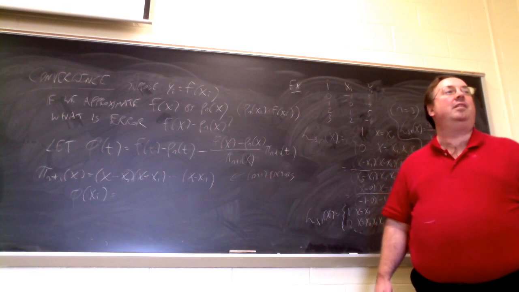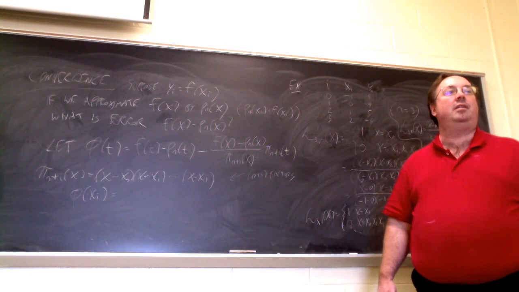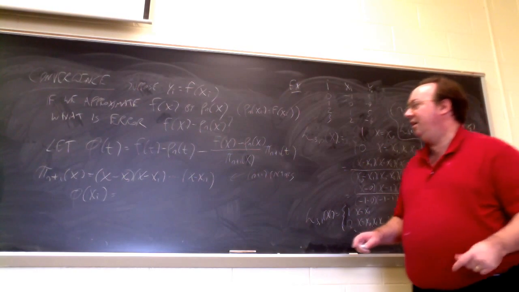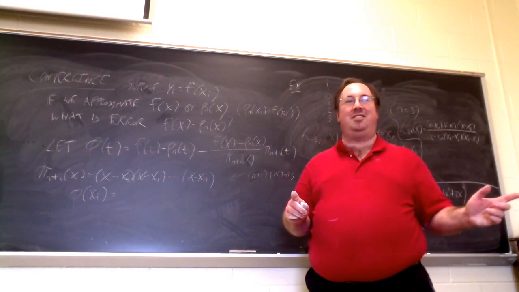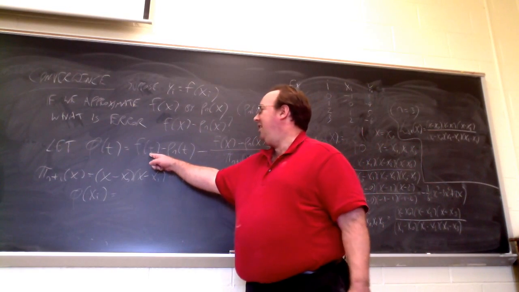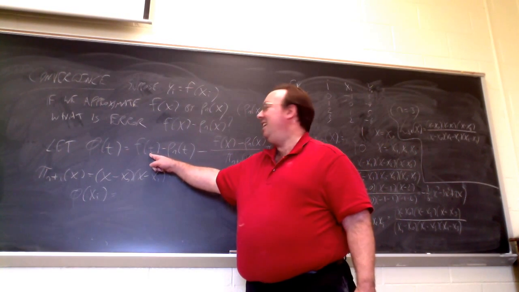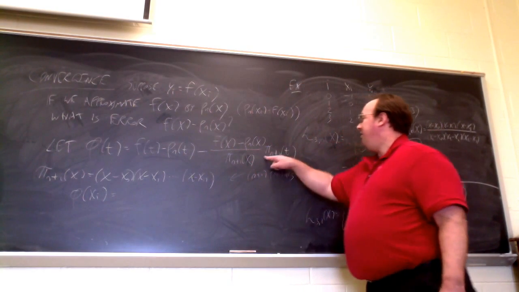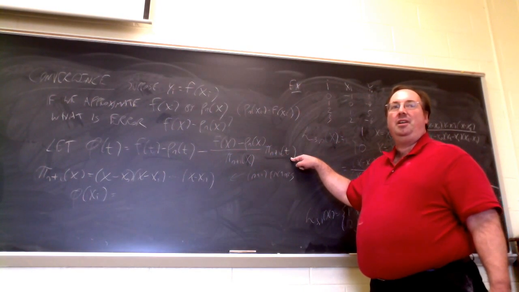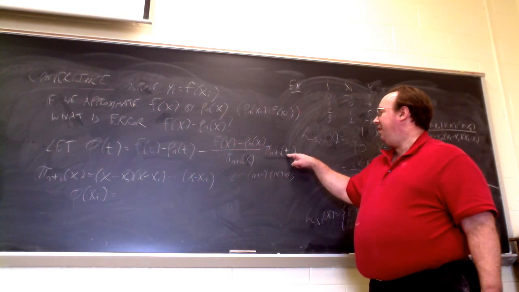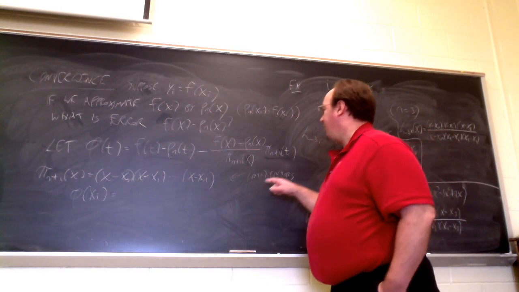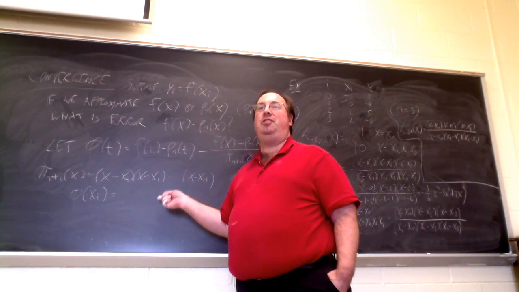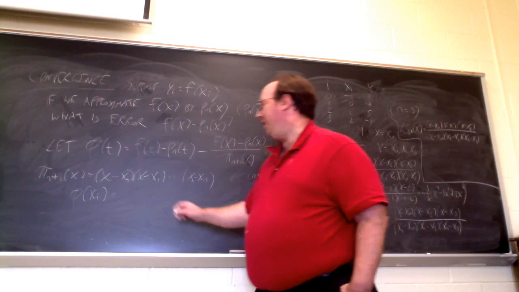Everything's going to cancel. f of t is f of xi, so these agree at xi, so that's gone. And then here, this is going to be 0, because what's going to happen is I'm going to plug in some x value here, and one of these linear factors will become 0, thus wiping out the whole thing. So this is going to be 0.